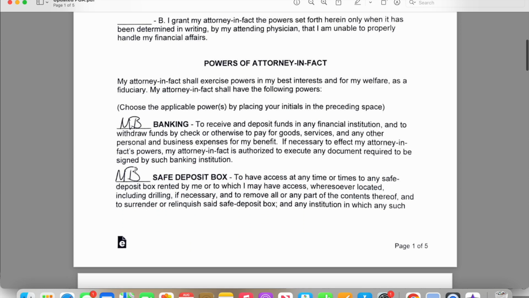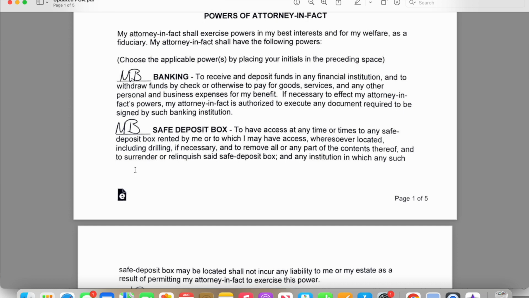Now, when you come down here, this is basically listing all the different kinds of power that they're giving that person. So say they say, no, I don't have a safety deposit box, and they don't want to give that power, then guess what? You can tell them to write NA. But what you're not going to do is leave it blank, because you don't want anybody to have an opportunity after this document is complete to go back and write in there.